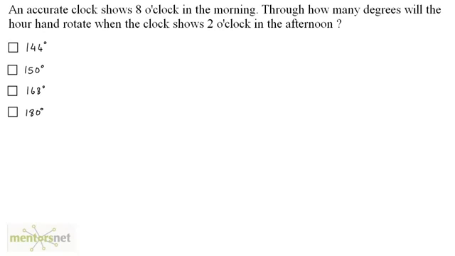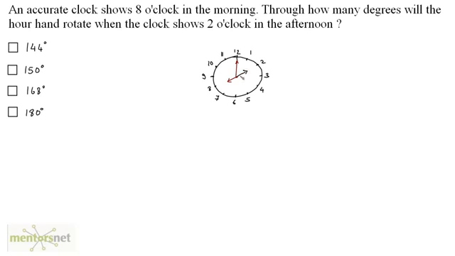An accurate clock shows 8 o'clock in the morning. Through how many degrees will the hour hand rotate when the clock shows 2 o'clock in the afternoon? So this is the clock showing 8 o'clock in the morning, and in the afternoon it becomes 2 o'clock. So actually this situation becomes like this.